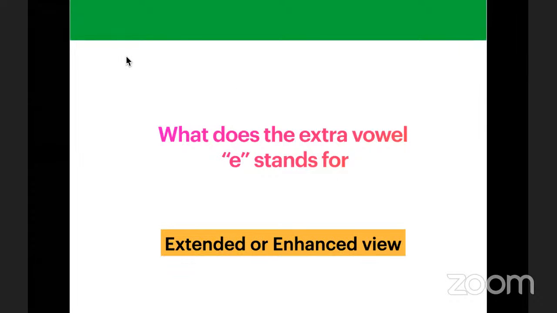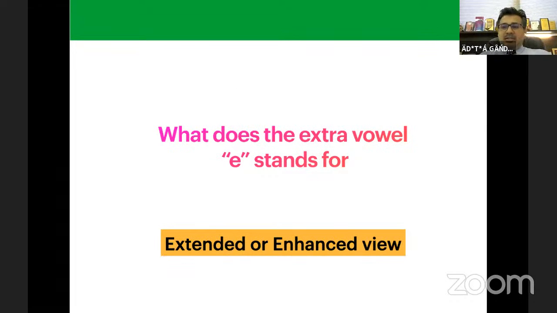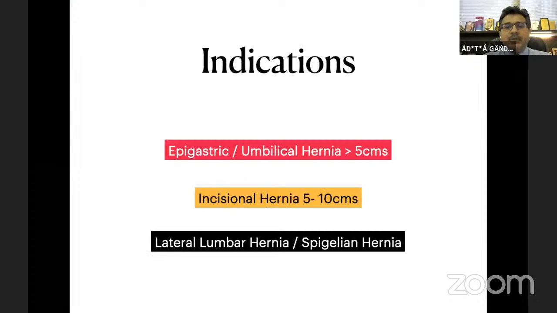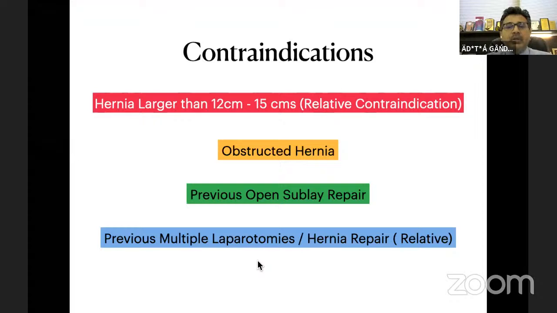Okay. Coming to that part, what does the E stand for? The E stands for enhanced or extended view. And these are the two gentlemen whom I was talking about earlier. I'm going to talk about Reeves, Topaz, and TAR. So indications: epigastric and umbilical hernia more than 5 centimeters. Usually we keep that cutoff for smaller umbilical hernias; epigastric, we would probably not do that. Incisional hernias in the range of about 5 to 10 centimeters, because beyond that it's a little gray zone. And lateral lumbar hernias and spigelian hernias as you grow up in your learning curve.